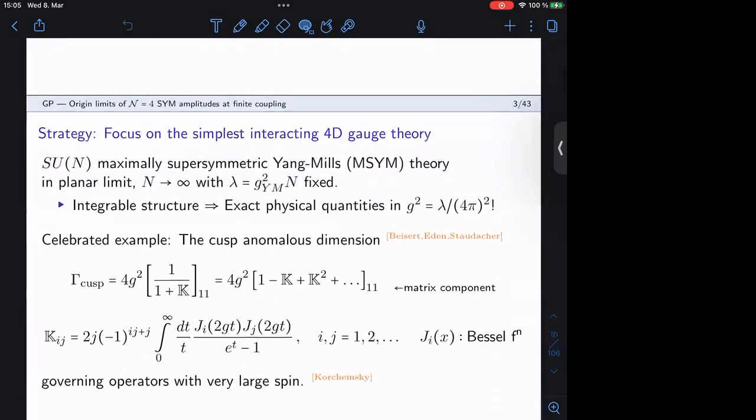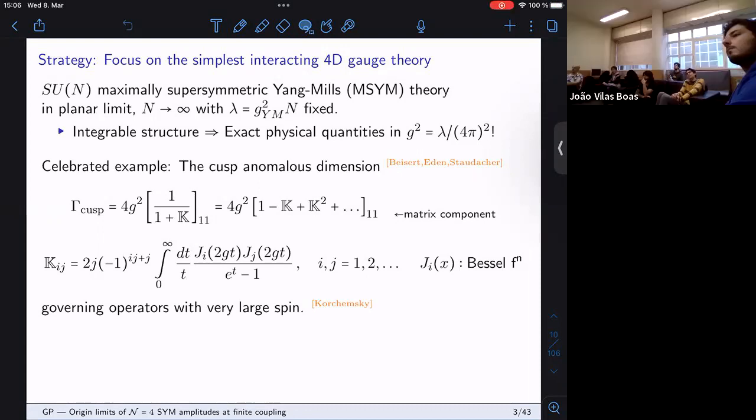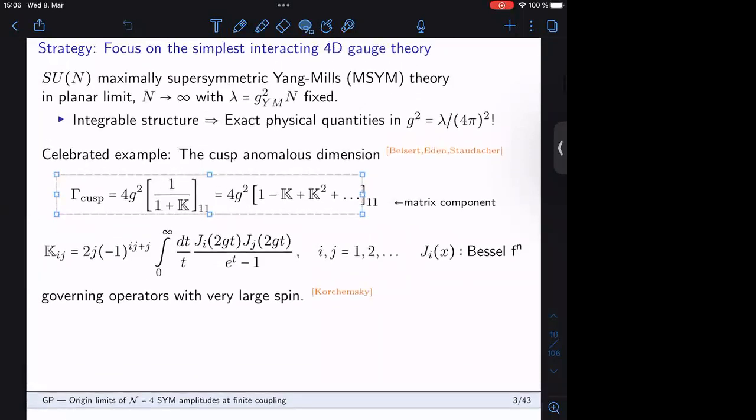Perhaps in this audience, I can flash a celebrated example that all of us are proud of and can marvel at its beauty. This is the cusp anomalous dimension, which appears in many different places, including that it controls the spectrum of operators with very large spin. And this quantity, as you can see over here, is related to a geometric series of a semi-infinite matrix that we multiply in different powers, and then we take the first component. And the elements of this matrix are precise functions of the coupling, as you see here. They depend exactly on g, so we can compute this quantity without making any kind of approximation.